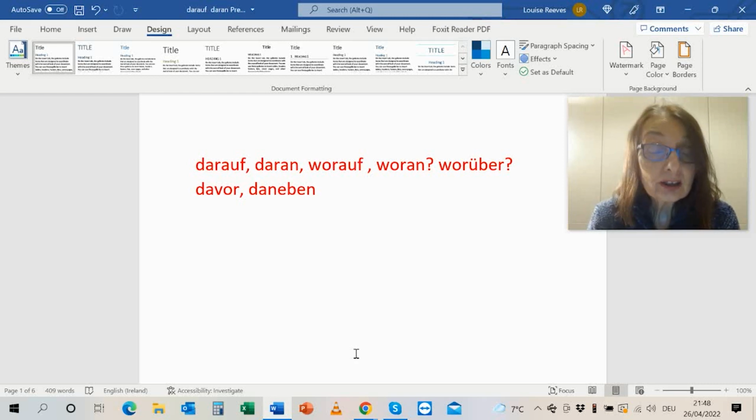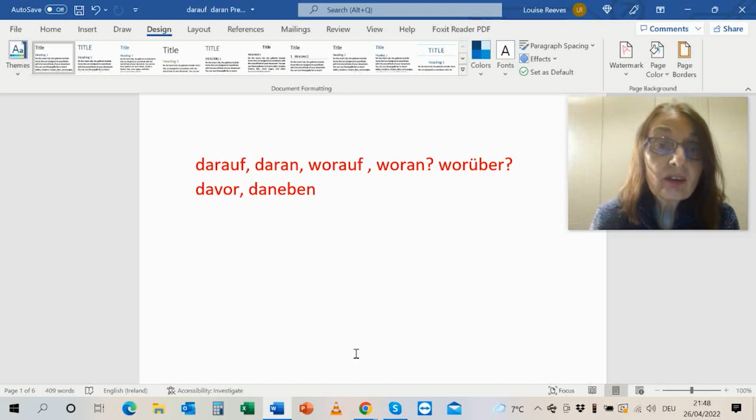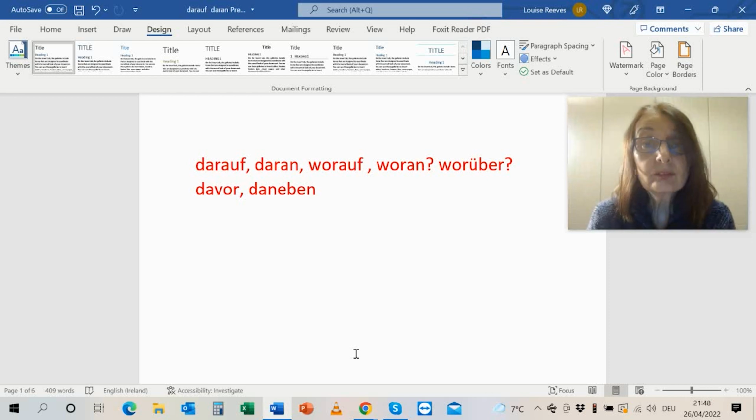My aim for today is to teach you how to use prepositions with da or dar in front of it, and how to use the question words wo or wor with prepositions as well. You'll see these very often in sentences and in comprehensions, and if you want to use them in a sentence yourself, it can be quite entertaining to learn how to do it.